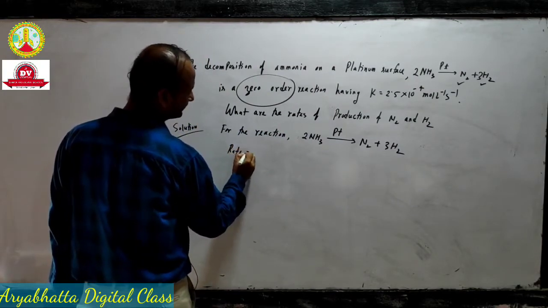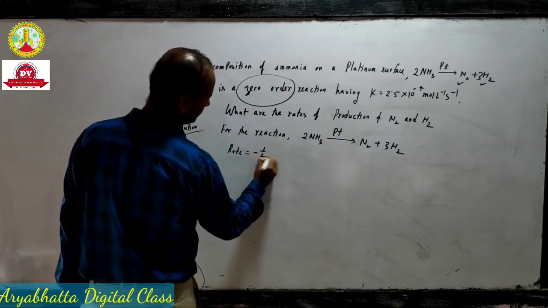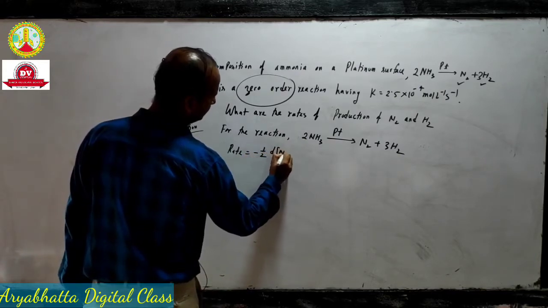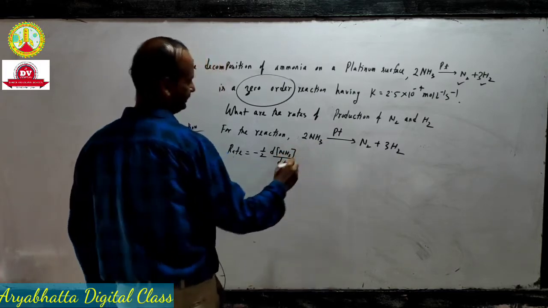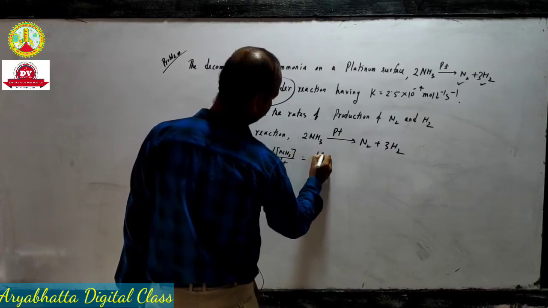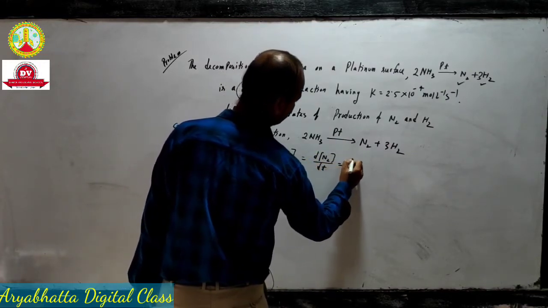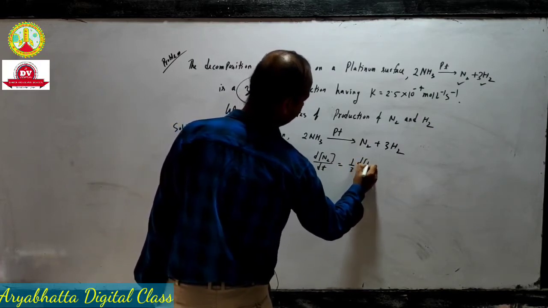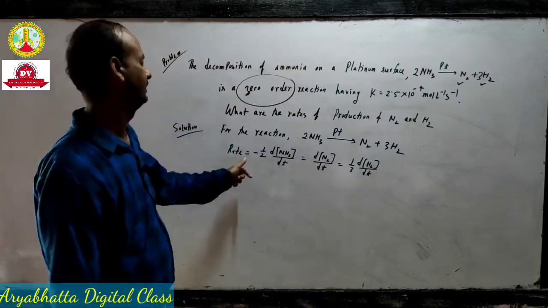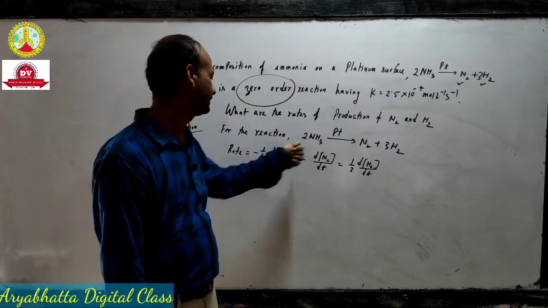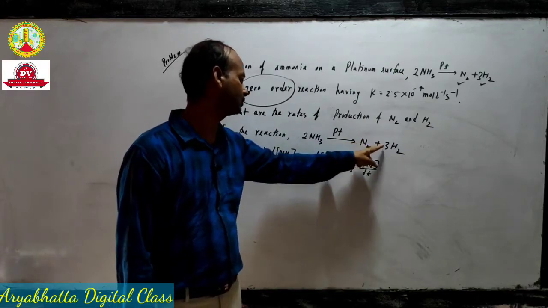You already know how to write the rate. Look, this is the reactant, so this will be what? This will be minus. This will be how much? 1/2. This is d[NH3] by dt. And this is what? Nitrogen, d[N2] by dt. And this is what? 1/3 d[H2] by dt. Clear? Okay. The minus means what? Due to reactant. This is product, plus. This is also product, plus.